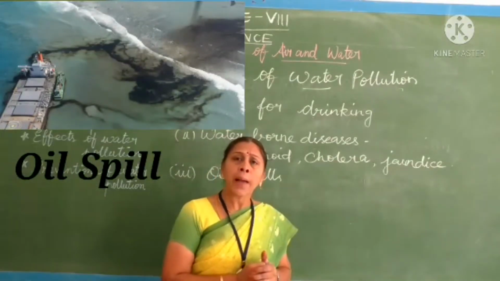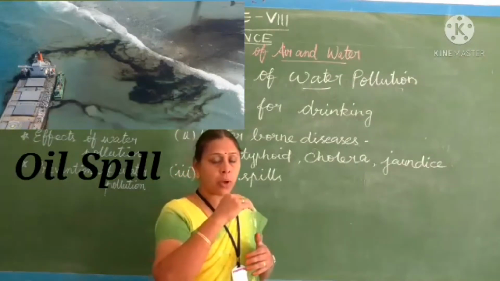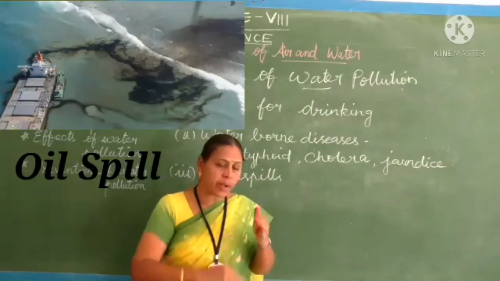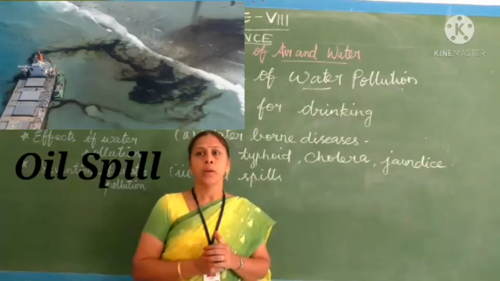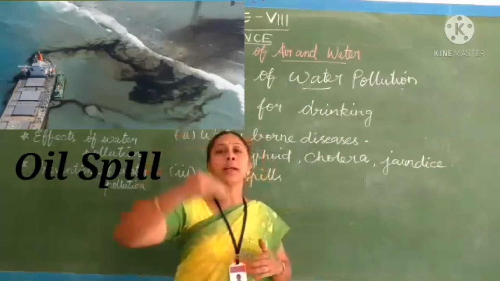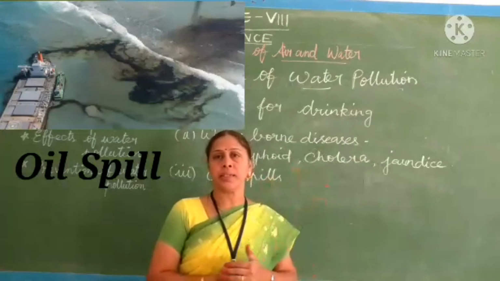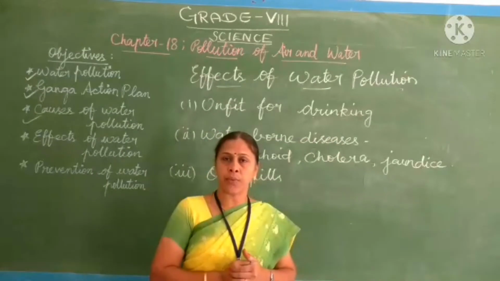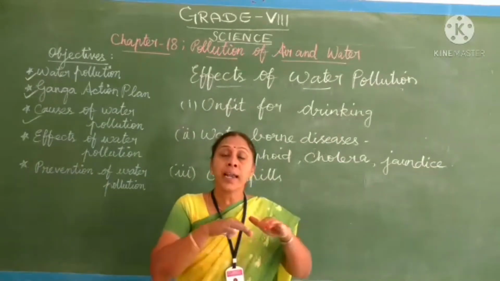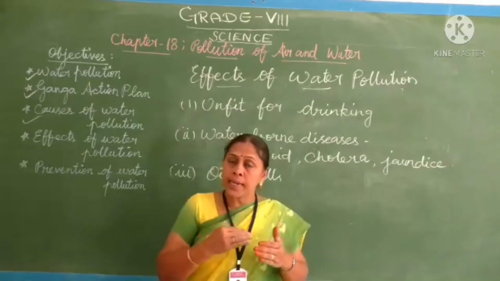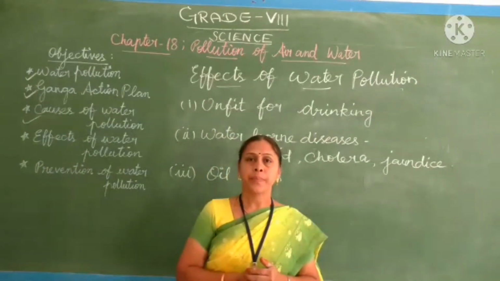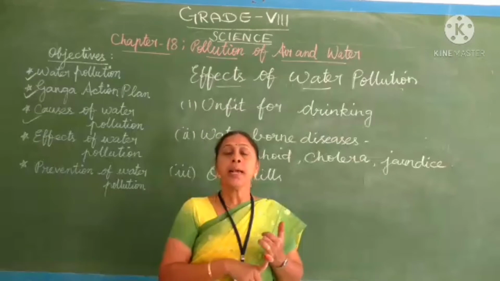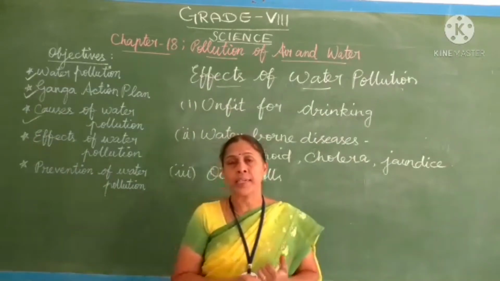And because of that, what will happen? Oil is lighter than water, and the oil will float on water. It will not get mixed up, and it will not settle down. It will float on the top. Because of that, the exchange of oxygen and carbon dioxide will not happen, and the sunlight also will not penetrate into the sea water. Because of this, marine life will be affected. Many organisms live under the sea. Because of this oil spill, gaseous exchange will be affected, and the marine life will be affected.